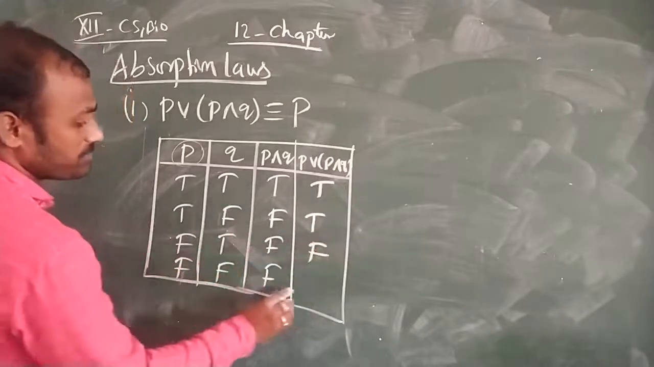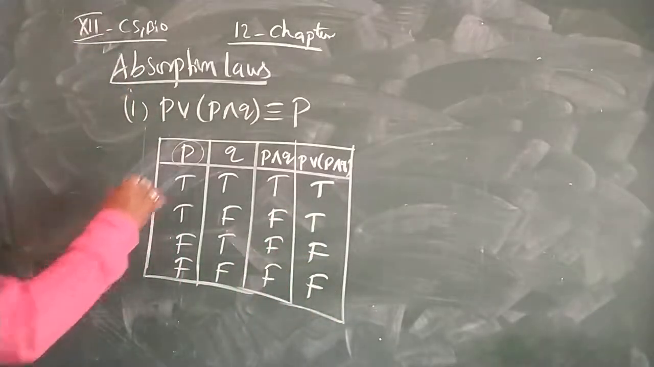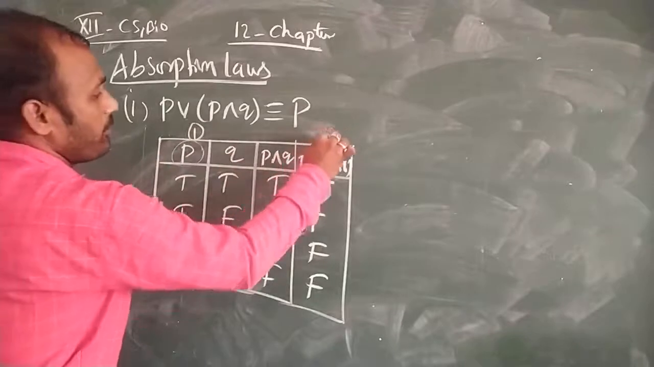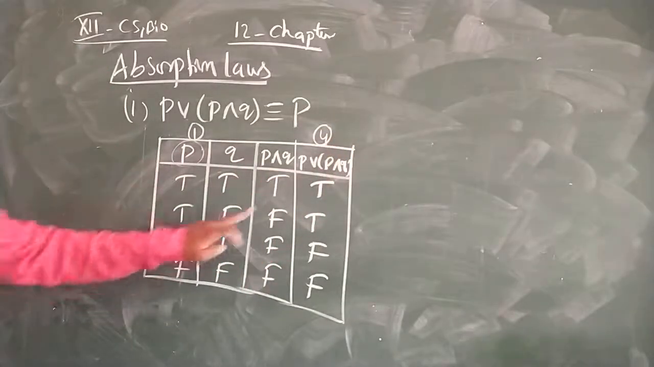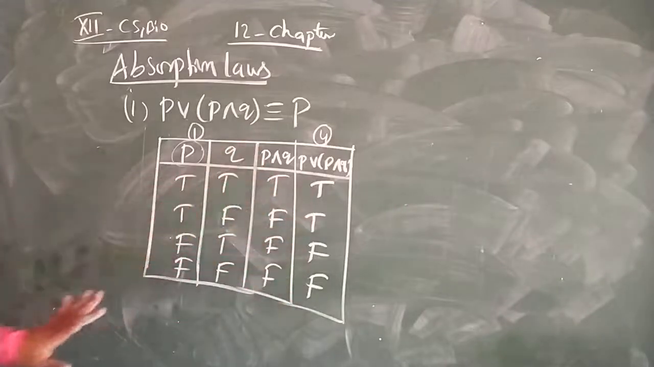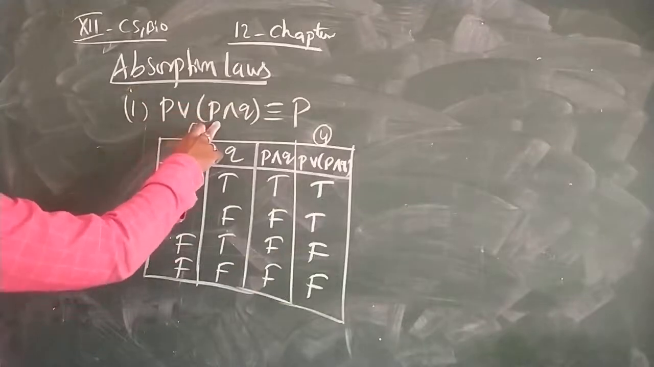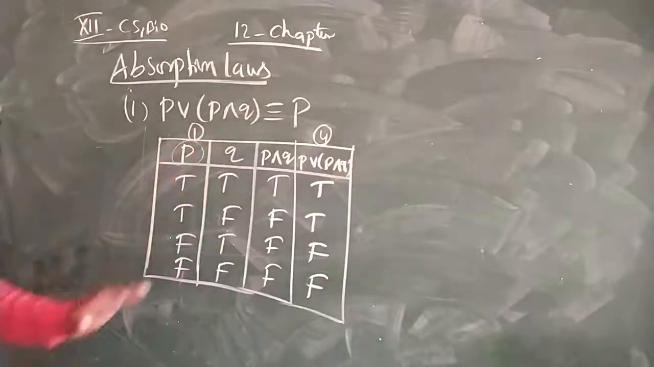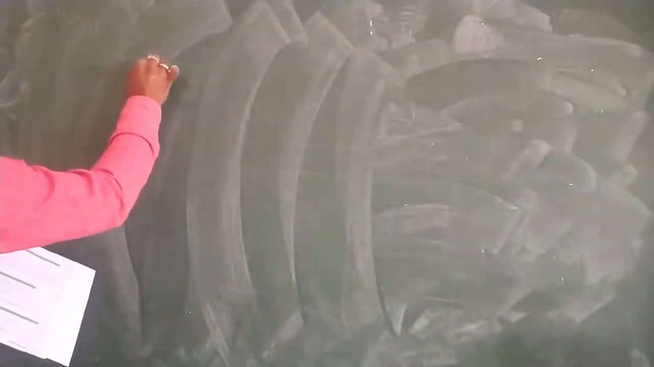Now, if you observe this first column and fourth column, the truth values, if you see here T, T, F, F, there are also T, T, F, F. This states that the absorption law is satisfied here: P or (P and Q) is equivalent to P. So this is absorption law. Next, let us see the next question. Establish the equivalence property.